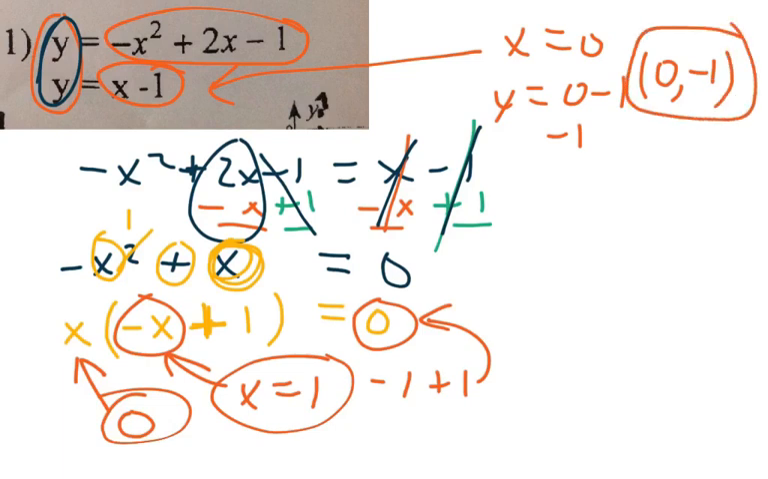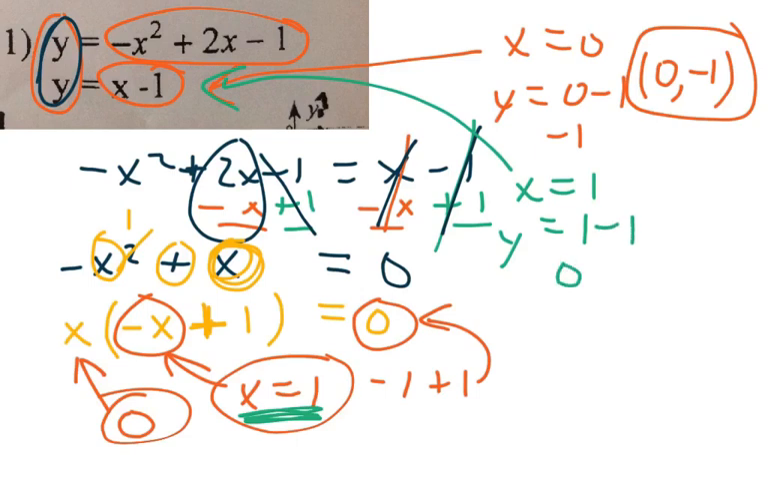Now let's do the x equals 1 solution. If x equals 1, then y, plugging it back in there again, equals the x, sorry, 1 minus 1, and 1 minus 1 is 0. Again, I plug the 1 in for the x right there. And so my second solution is going to be x equals 1, y equals 0.